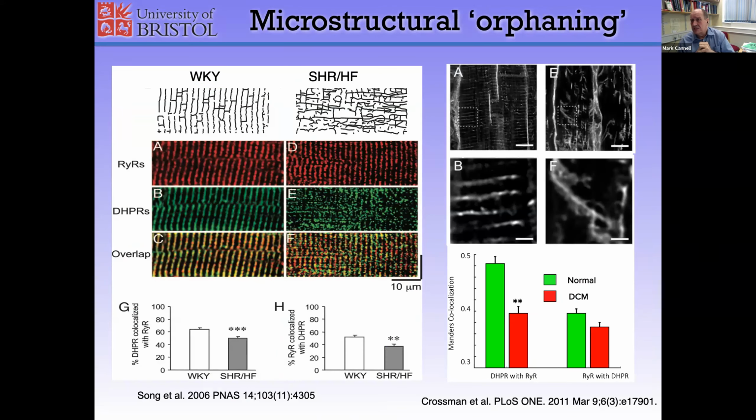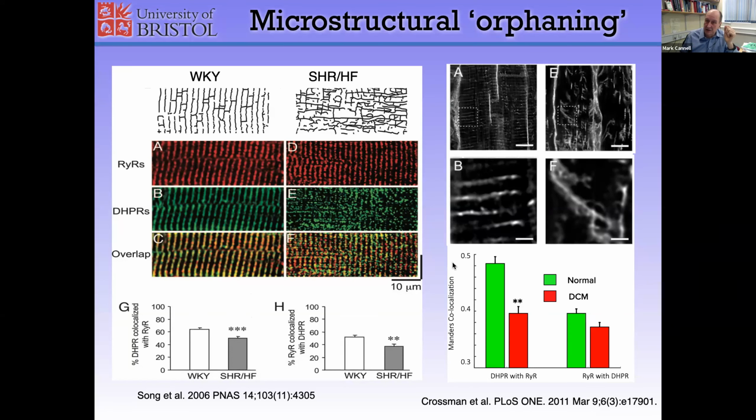Now, this disorganization of the T system isn't completely new. It had been shown in a rat model by Pies-Cheng's group that in a heart failure model, there was a loss of transversality of the T system to become more longitudinal. And there was also a reduction in co-localization between the dihydropyridine receptors, the L-type calcium channels in the surface membrane, and the SR ryanodine receptors.